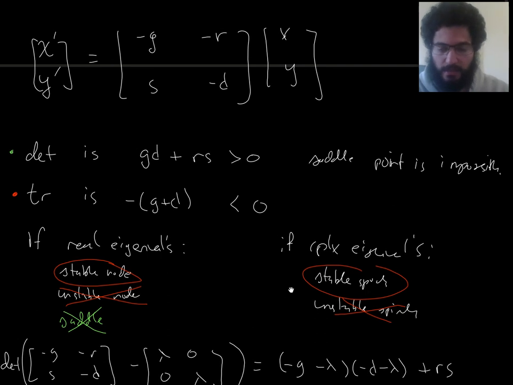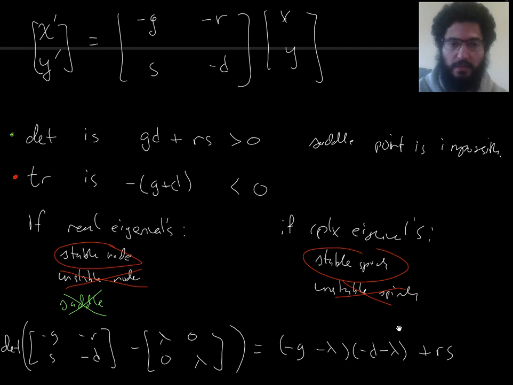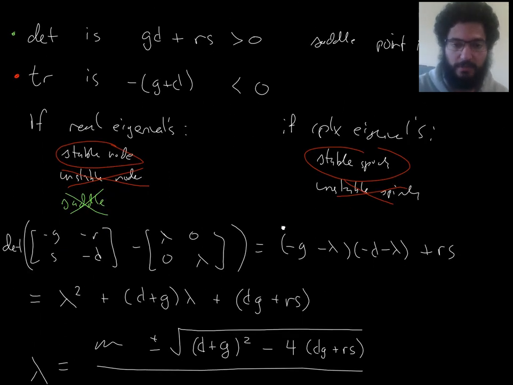And in the complex eigenvalue situation, the negativity of the trace rules out unstable spiral. You can only have stable spiral. Then it remained to know whether we have a stable node or a stable spiral. Are the eigenvalues real or complex? And it turns out the answer is, well, it depends.